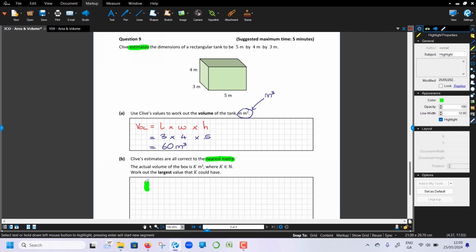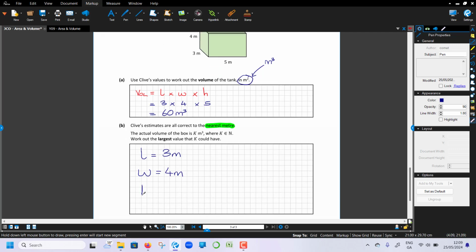So if these are to the nearest meter, let's write it down. So if we said the length equals, that's a terrible L, the length equals whatever, 3 meters. And the width we said was 4 meters. And the height was 5 meters, whatever. H equals 5 meters. Now they're all to the nearest meter. So that has been rounded to the nearest meter.